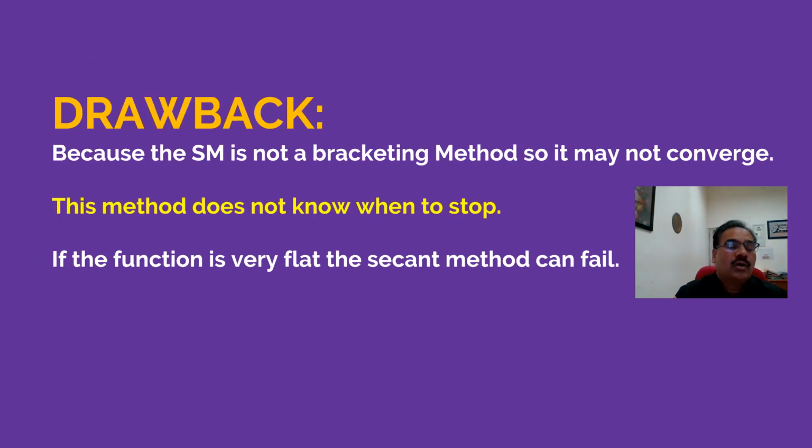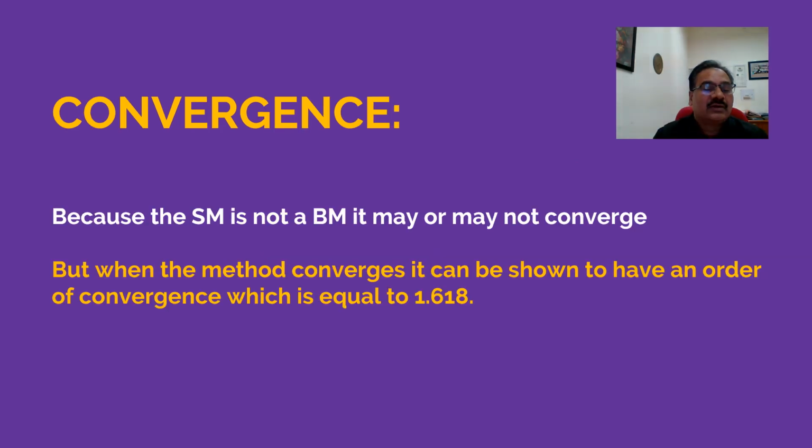Okay, so now what is the drawback? Drawback is because the secant method is not a bracketing method. ये ब्रैकेटिंग मेथड तो है नहीं, so it may not converge. ओके, इसलिए आपने देखा होगा कि कन्वर्जेंस थोड़ा मुश्किल होता है और कभी कभी कुछ प्रॉब्लम में कन्वर्ज करना जरूरी नहीं है. This method does not know when to stop. If the function is very flat, the secant method can fail. Okay, so this is the drawback.